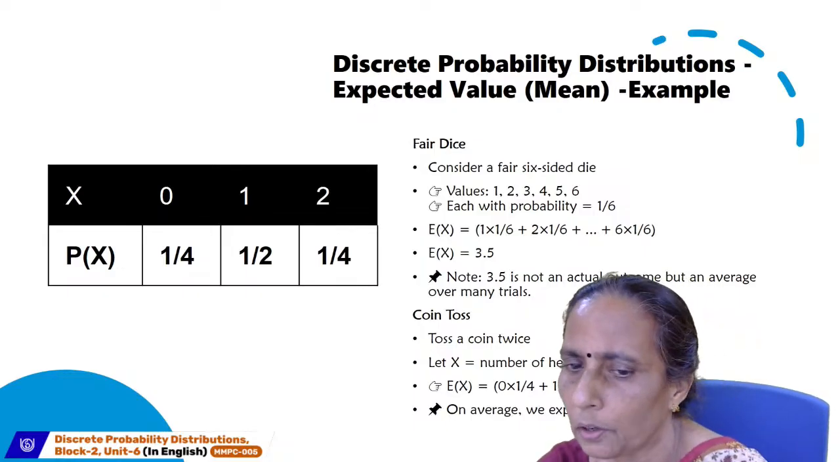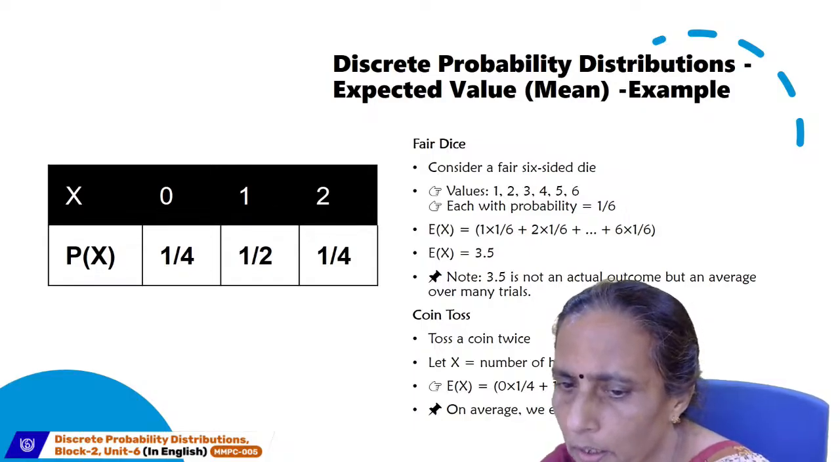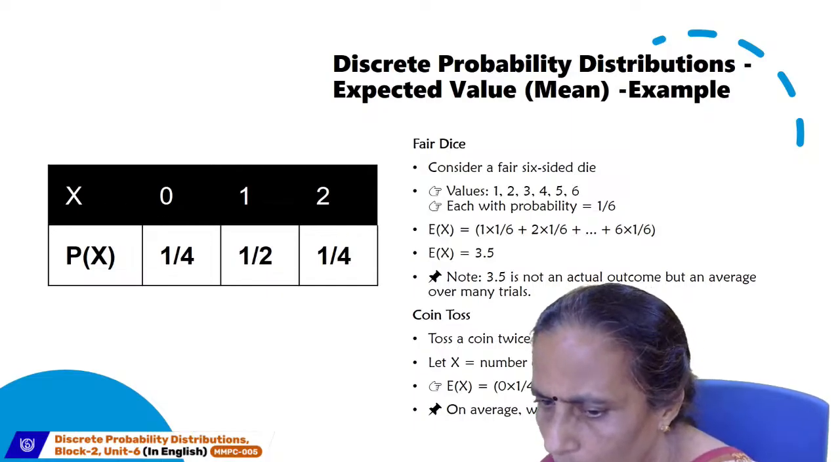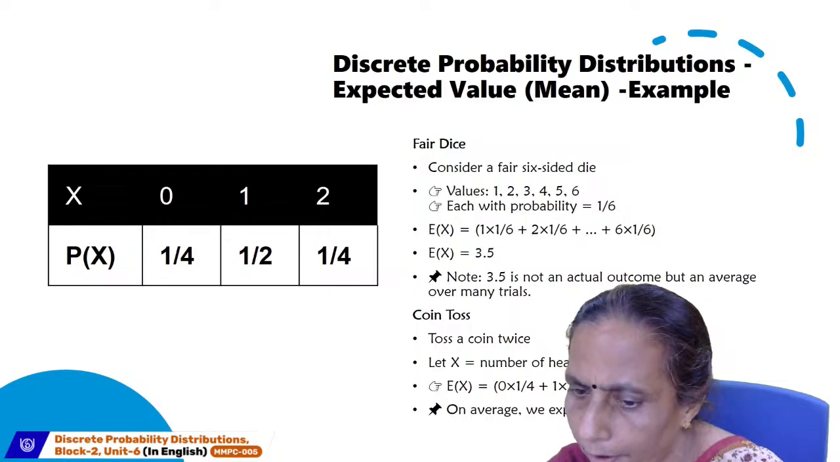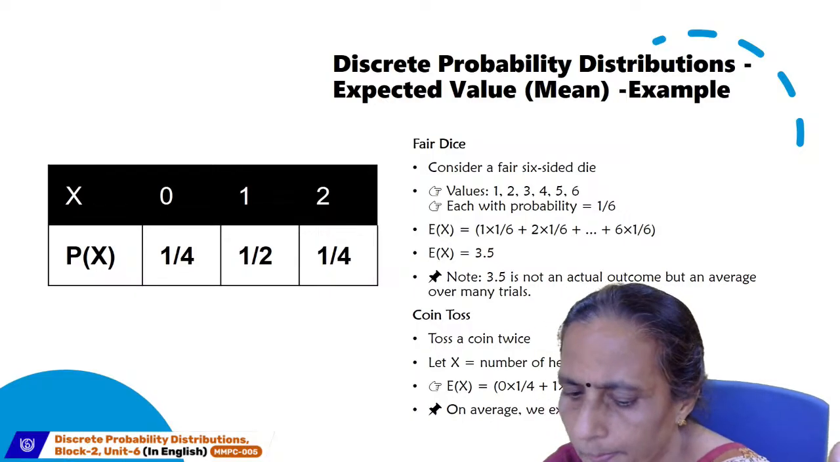Similar is the case when you toss a coin twice. Your x is equal to the number of heads. So the probability of 0 heads is 1 upon 4, of 1 head is 1 upon 2, and of 2 heads is 1 upon 4. So on average, we expect 1 head per 2 tosses.